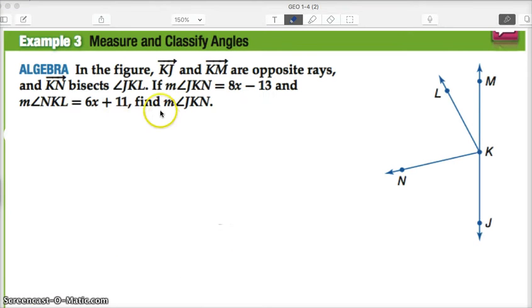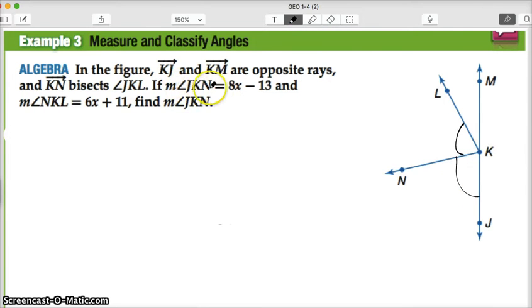This last example is a great example of what you need to do when you've got a lot of information and a figure. You want to write information right onto your figure when you can, not in your textbook if you're caring to preserve it. But anyway, so we've got ray JK. KJ and KM are opposite rays. That means that's a straight line. KN bisects JKL. Here's JKL, and this bisects that. So we know that this angle is equal to this angle.